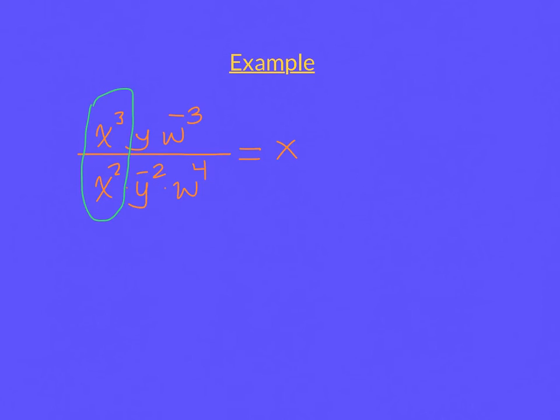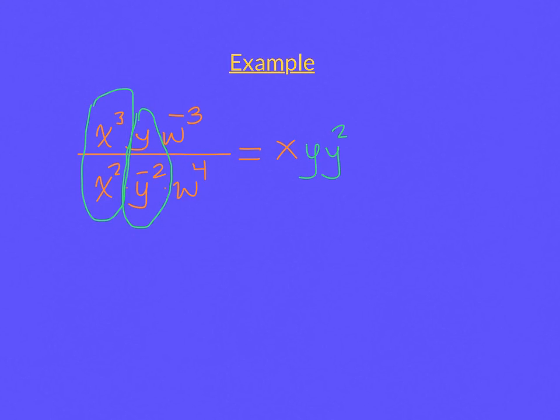Next, I'm going to take the y's, and I have 1 y up on the top, and y to the negative 2 in the denominator. That negative 2 exponent is saying bring these 2 y's up to the top. Since it's already in the denominator, we're going to move it up to the top. And we already have 1 up there. So we have y already, and we're going to bring up y squared.